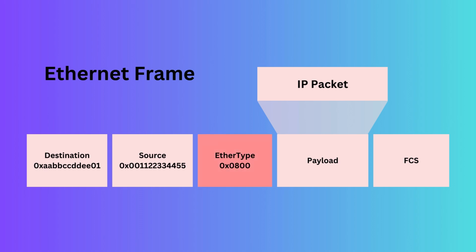The EtherType field indicates which protocol is being encapsulated in the frame. Since we are transmitting an IPv4 packet, the EtherType is set to 0x0800, meaning the payload is an IP packet. The payload is the actual IP packet itself. This packet contains the image data encapsulated within IP headers. Other fields are the same as explained earlier.